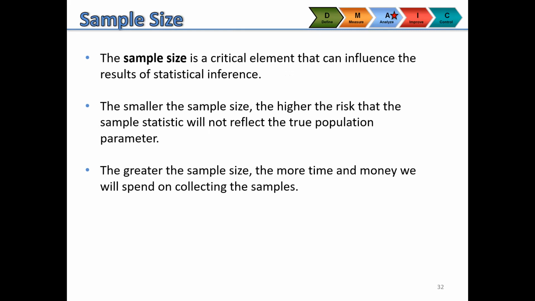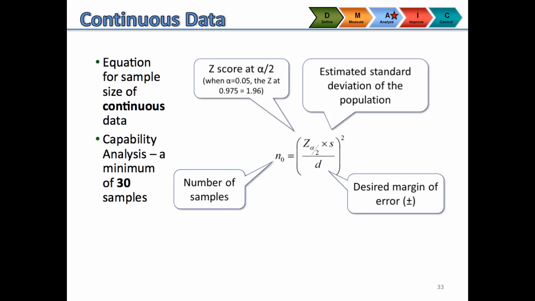Sample size, again, statisticians love to turn this into a science even. Sample size is a critical element that can influence the results of being able to make inferences about our population. The smaller the sample size, the higher the risk that the sample statistic will not reflect the true population. And I think the student T distribution helps with this. But the greater the sample size, the more time and money we will spend on collecting the samples. So there's a balance. So there is a formula for continuous data and discrete data on what's the sample size that I need.